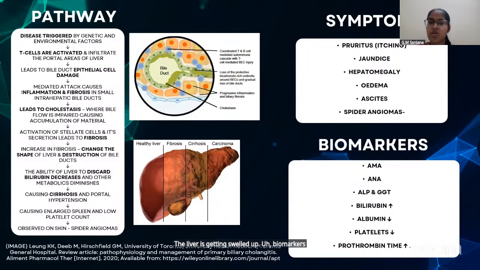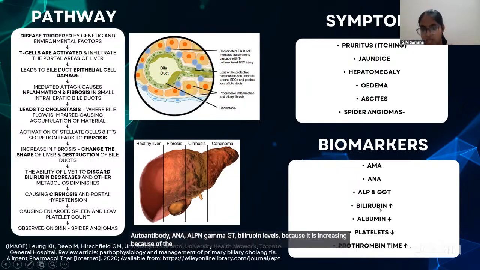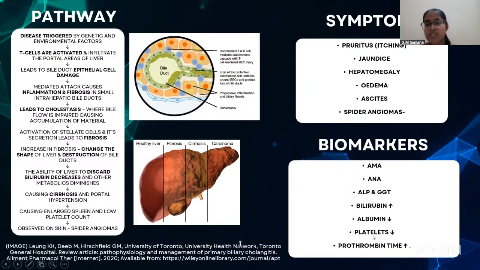Biomarkers: AMA, which is an autoantibody, ANA, ALP, and gamma GT, bilirubin levels, which increase because of the bile accumulation, albumin levels, platelet, and prothrombin.